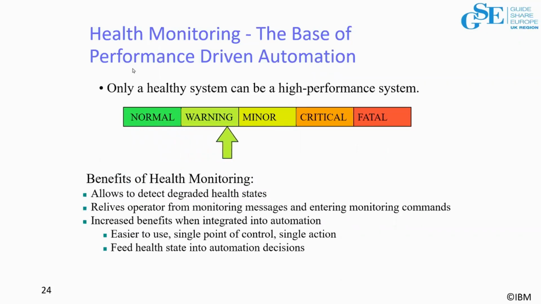So, with performance-driven automation, system automation will be monitoring the health as it moves from normal to some kind of gradual problem state, and we want to intervene before it gets to the fatal state. So we can detect degraded health states: warning, minor, critical. It relieves the operator from monitoring messages and entering monitoring commands to check every now and then whether it's performing all right, because system automation will do it itself. And it's easier to use than issuing commands.